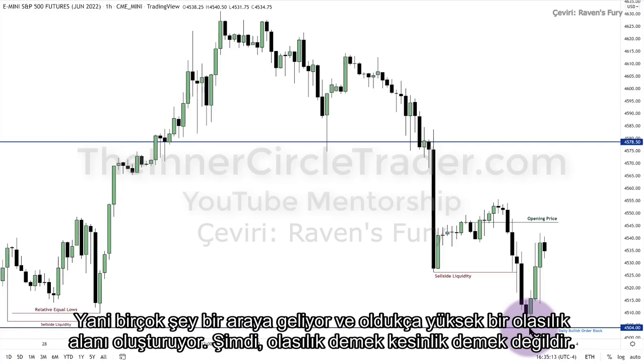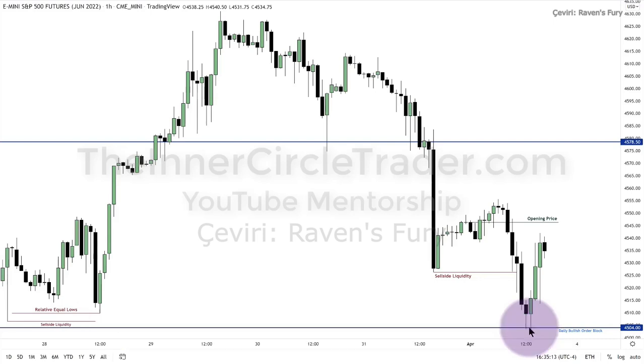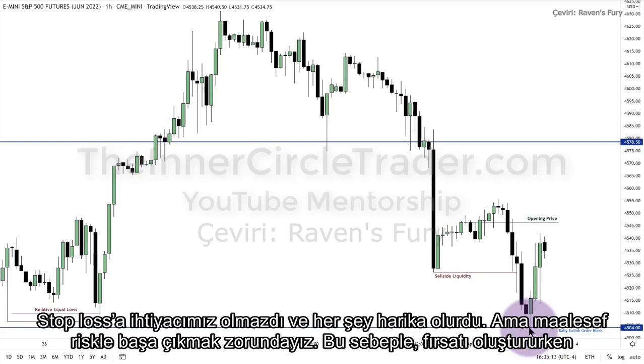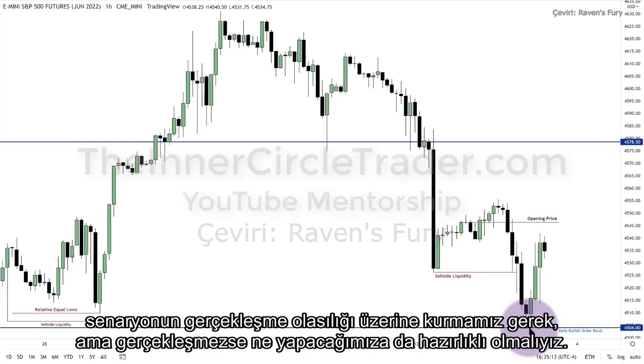Now, probabilities are not absolute guarantees. That's not the case in trading. If that was the case, I would never take a losing trade. You would never take a losing trade. We wouldn't need to use stop losses, and it'd be great. But unfortunately, we have to contend with risk. That being the case, we have to at least build the idea around the likelihood of a scenario unfolding, but be prepared if it doesn't.